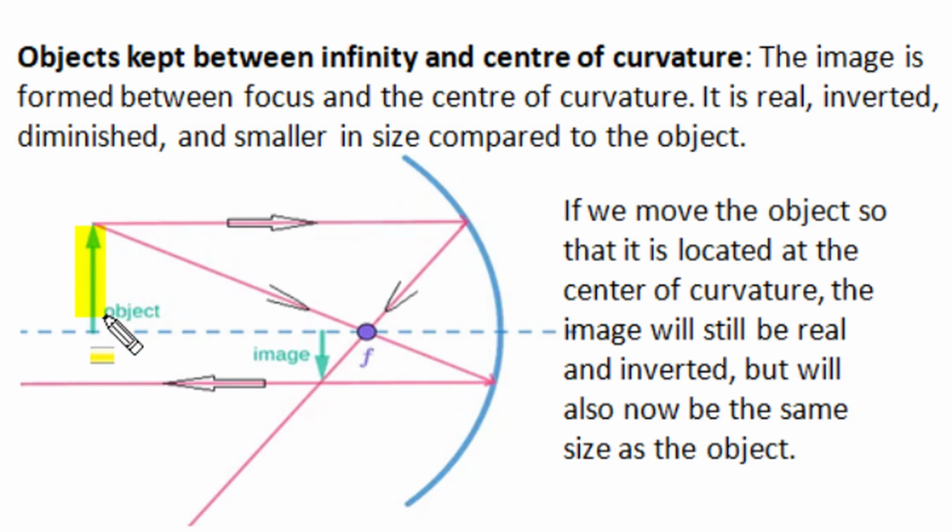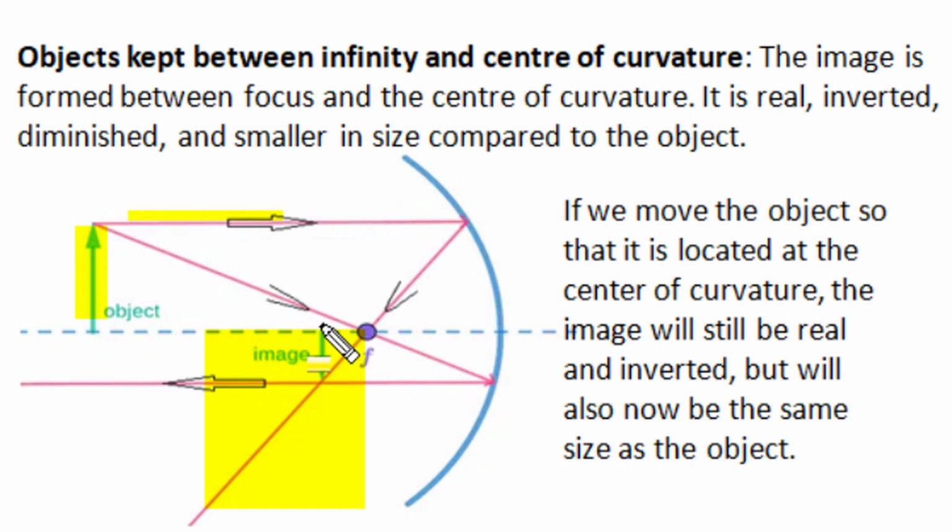If the object is kept between infinity and the center of curvature, then the image can be formed by the meeting position of two reflected rays: one incident ray parallel to the principal axis passes through the focus after reflection like this, and the other incident light ray from the focus after reflection from the mirror passes parallel to the principal axis, and they meet here.